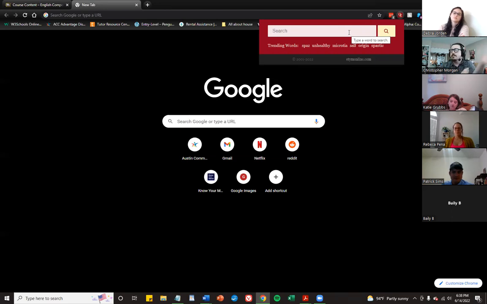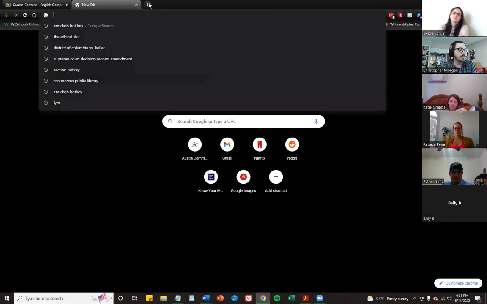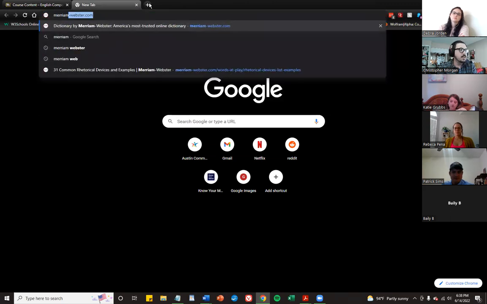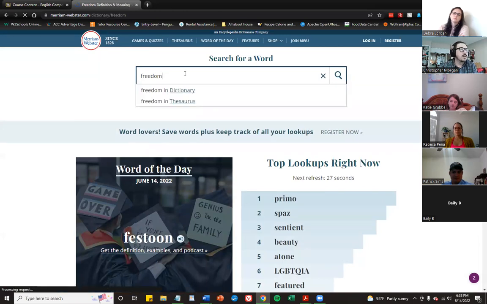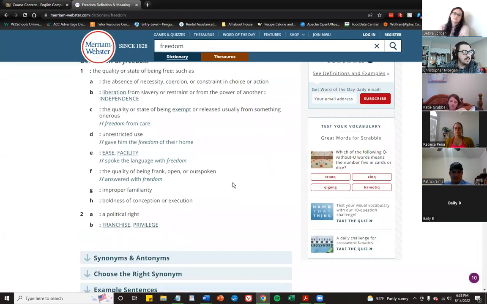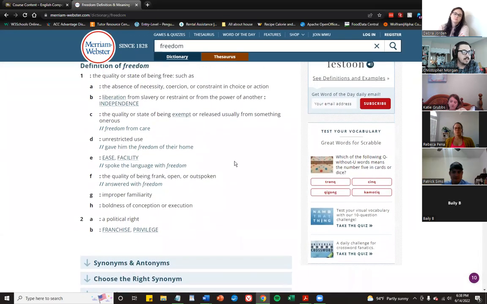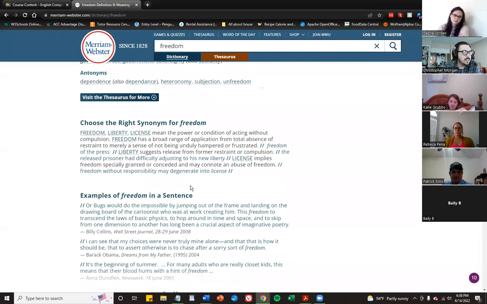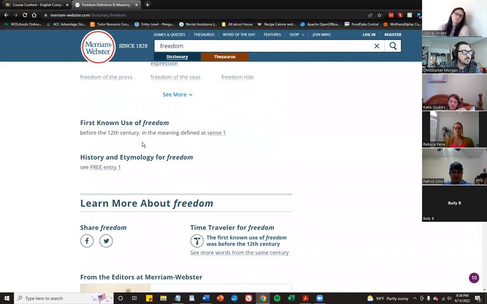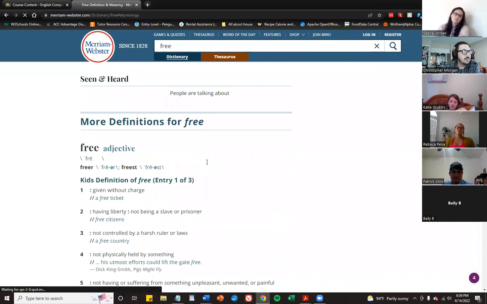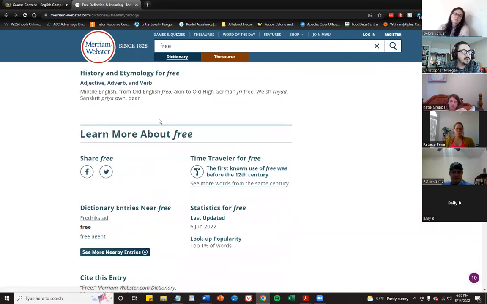Often a dictionary definition, like Merriam-Webster, will give you a short etymology. Let's stick with freedom. I want to look up the word freedom. And right, it gives us a whole bunch of different definitions, a lot of different nuances. But if you scroll down a little bit, it'll generally tell you first known use of freedom before the 12th century in English, in the meaning defined in sense one, right? And then it'll give you a history and etymology. See free, entry one. So you'll come up to free, and then it'll take you to the etymology of free.